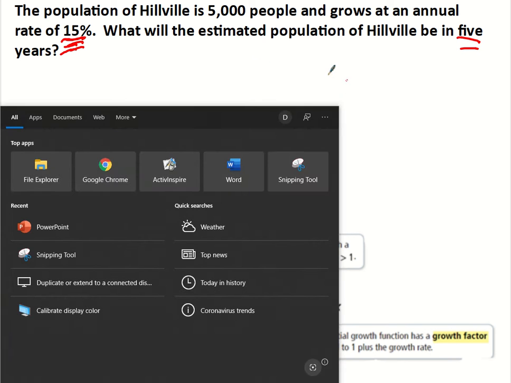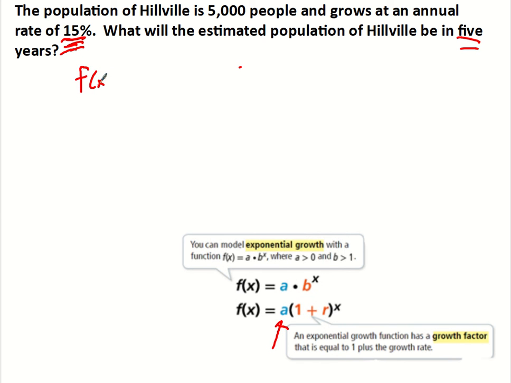So I have f of x is equal to my 5,000 people is where we started. Now we're growing at a rate of 15%. Well, 15% is 0.15. So we're really growing at 1.15 because that's 15% plus our initial rate of 100%. That's why we're adding the 1 to it. So I did 1 plus 15% is 1.15 to the power of x.